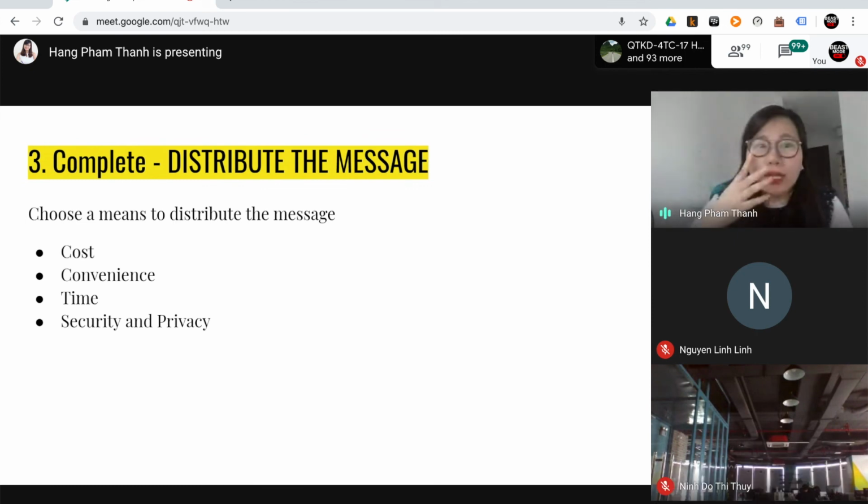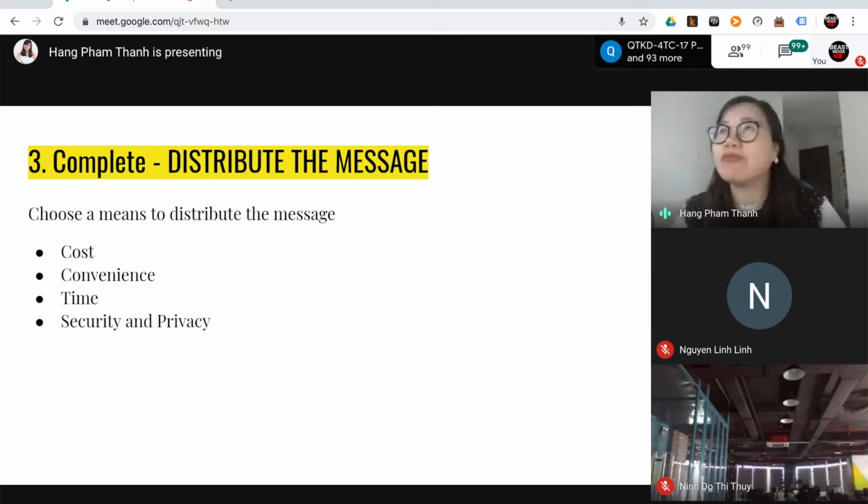Okay, but normally when considering which means to distribute the message, there are some factors that we need to consider, including the cost, right? Producing thousands of leaflets is really an expensive thing, right? Or producing catalogs or posters also costs a lot of money. And then is it convenient? How long does it take? And is there any security and privacy issue related to distributing the message?